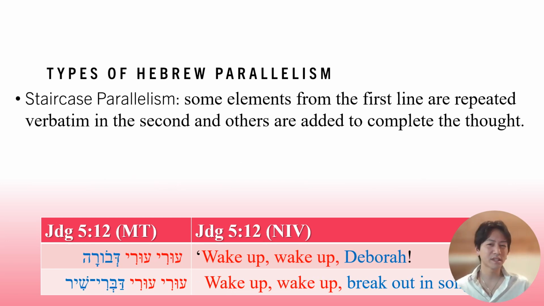Staircase parallelism is when some elements from the first line are repeated verbatim in the second and others are added to complete the thought. Here's an example from Judges chapter 5. Judges chapter 5 reads, "Wake up, Deborah. Wake up, break out in song." Here you see that the first element, that is A, wake up, is repeated in both the first and second line. While the first line identifies who is supposed to wake up, that is Deborah, the second line furthers the idea by saying, Deborah, what are you supposed to do after you wake up? It is to break out in song.